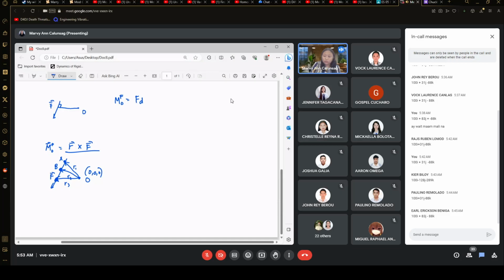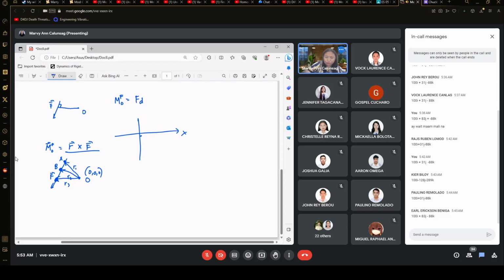And then the principle of moments, we have Varignon's theorem. How do you pronounce this? Varignon's theorem. The moment of a force is equal to the moment sum of its components. The force system may either be coplanar or spatial, but must be concurrent. So we have a concurrent force system.